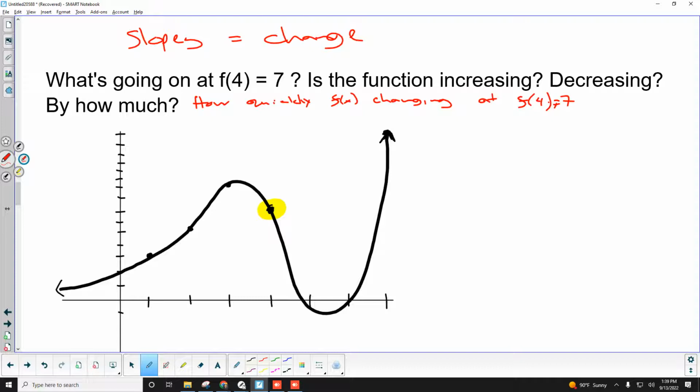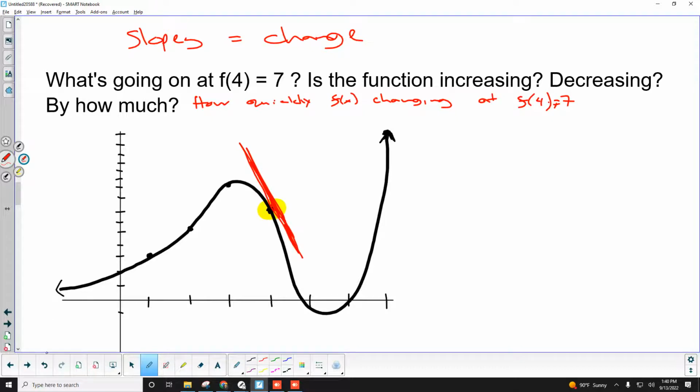It looks like if I could turn this into a line, it would look like this. If I kept going, it's like this.